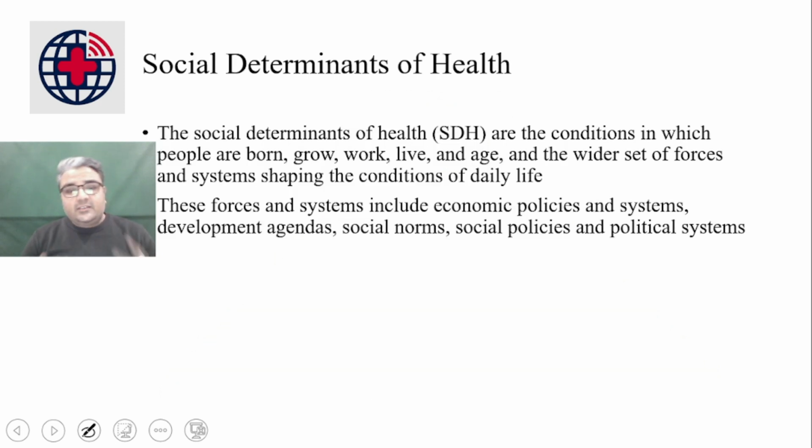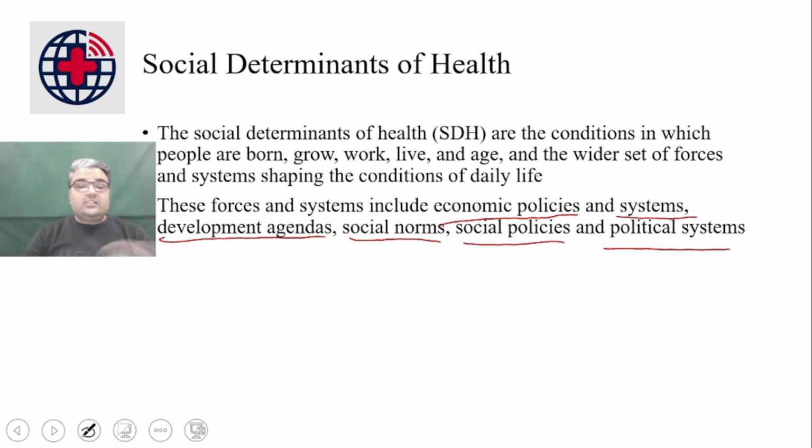Moving on, there is another thing that you need to know if you want to be healthcare entrepreneurs, which is the social determinants of health. The social determinants of health are basically conditions in which people are born, grow, work, and live, and the wider set of forces around their surroundings that shapes their life. It could be associated with the economic policies of the country that they live in. It could be with the economic system, the political system that they live in. It could be superimposed by the developmental agenda of that country. It could be superimposed by the social norms of that country. It could be changed by the social policies of that country, the political system of that country.